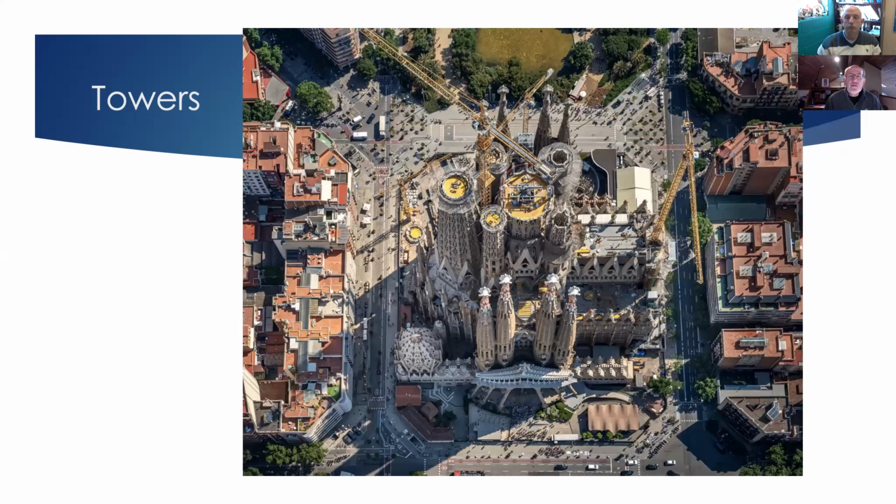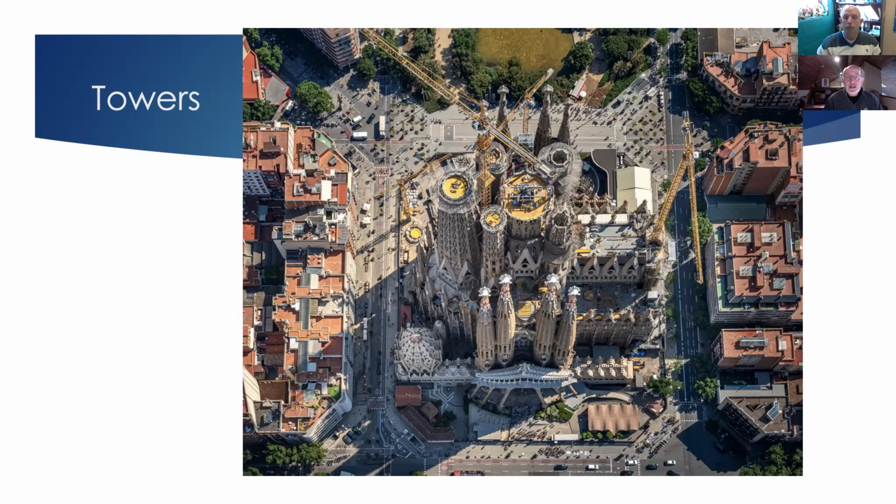This is a shot from above. At the bottom is the Passion facade. At the top is the Nativity facade. Bottom right-hand corner, you can see the school building. You can see the towers. The central tower is the tower to Jesus. Behind that is the Tower of Mary. Around the Tower of Jesus are the 4 evangelists.